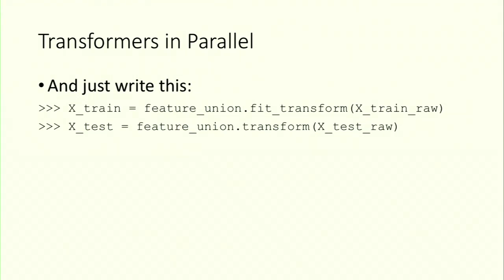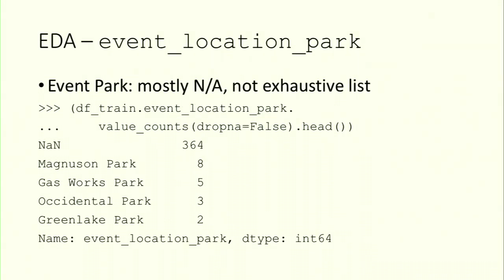And you could just write this: fit transform on the training data, transform on the test data. All right, so back to the data set. So let's take a look at that park column. Remember I called out most of the first, at least the head, didn't have parks. And the entire training data set has almost 400 rows, and over 350 of them are nulls.